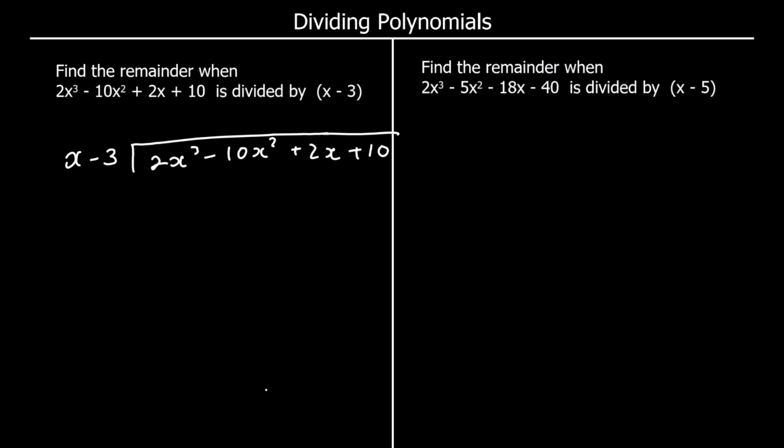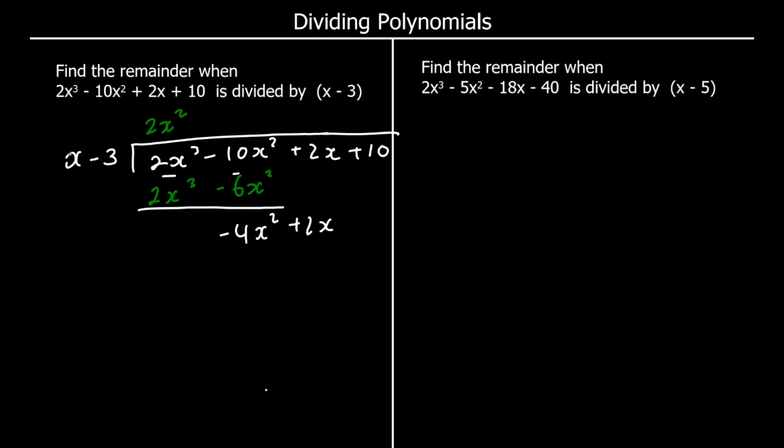2x cubed over x is 2x squared. Times by 2x squared. That's 2x cubed minus 6x squared. Take away. So negative 10x squared. Minus minus, so plus 6x squared. Negative 10 plus 6 will be negative 4. And bring down the next term.